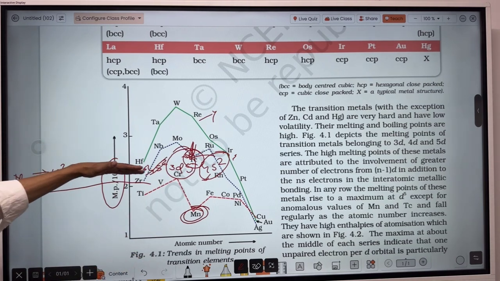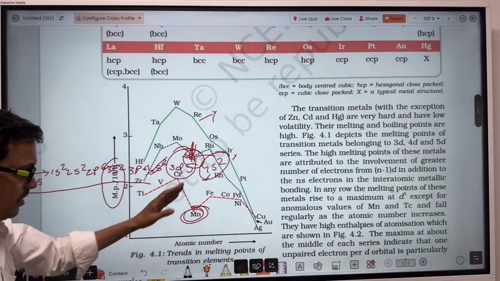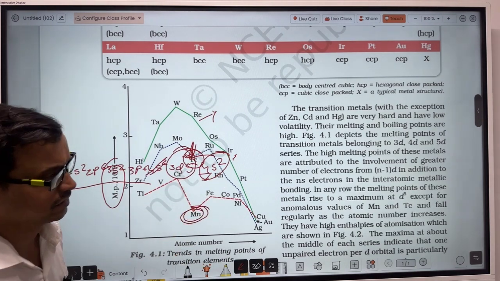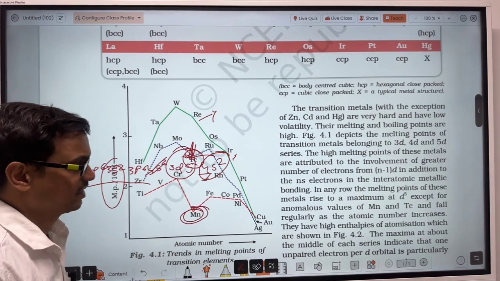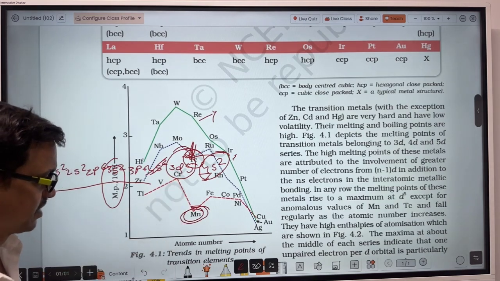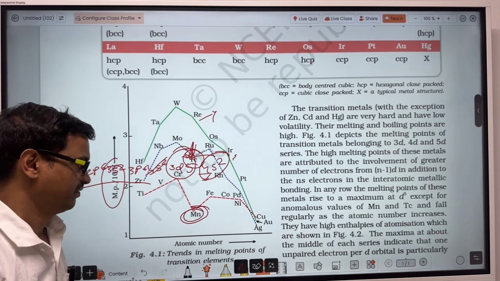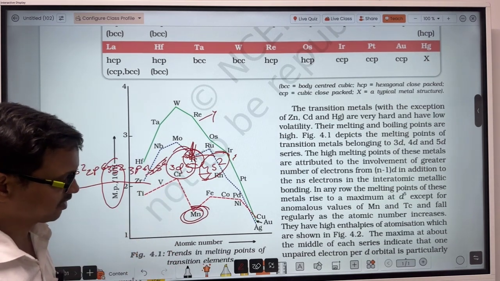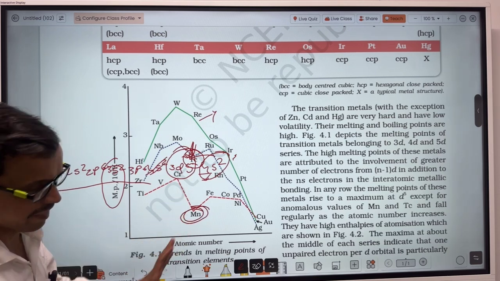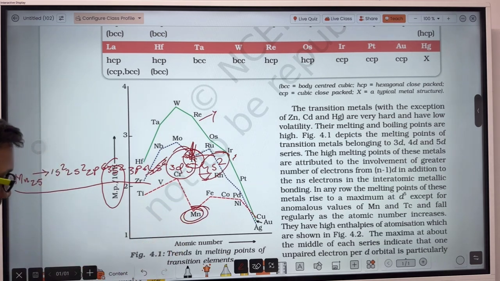Write the electronic configuration, and then write that after losing the 2 electrons, the valence orbital will be half filled, and hence less number of electrons will be involved in the metallic bond formation in case of manganese, and hence manganese possesses the least melting point among the 3D series.